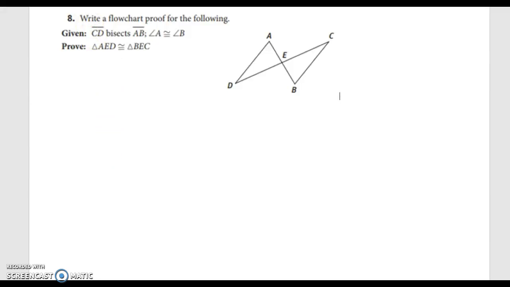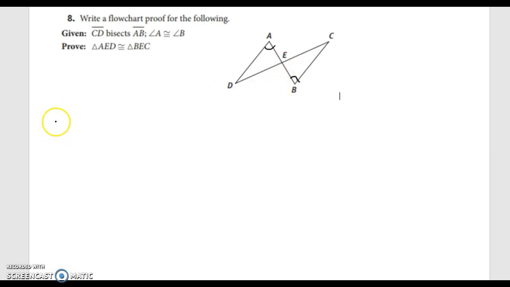Okay, so I've given myself a little bit extra room to write my flowchart and just put it on a new paper on my computer. Anyways, so it's the same problem, number 8, write a flowchart proof for the following. So my first step is always labeling the image. So it says that CD bisects AB, which I can't technically label anything yet, but I do have this, angle A is congruent to angle B. So that's part of my given.